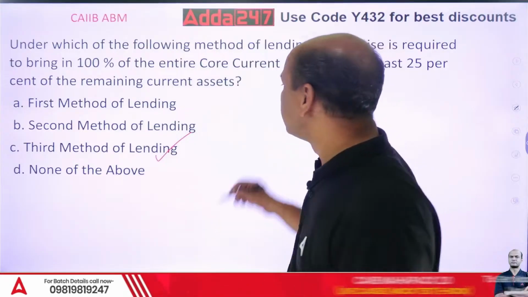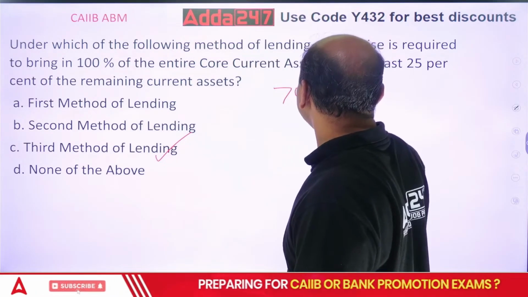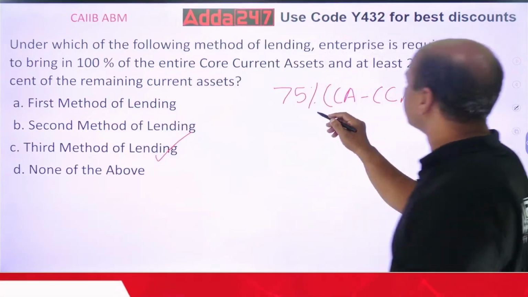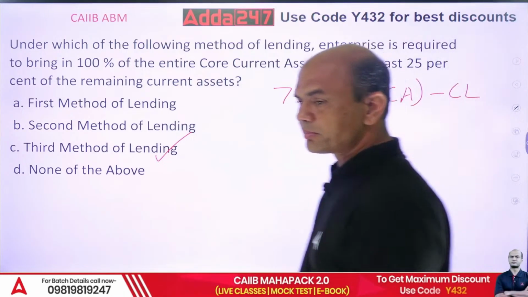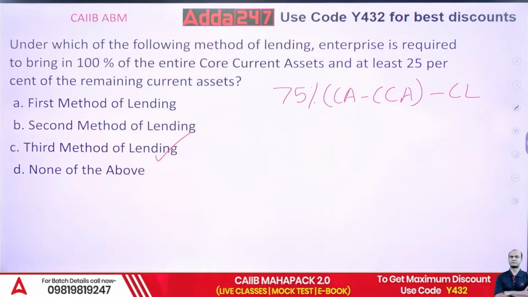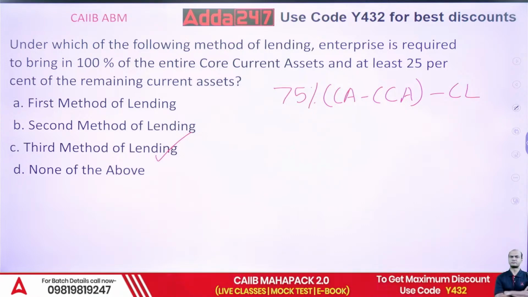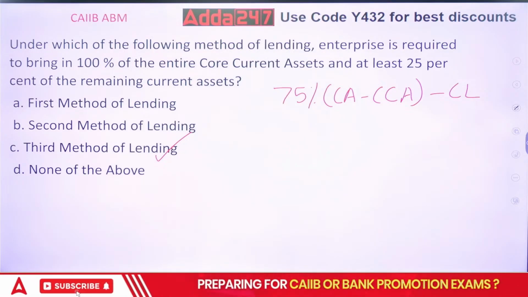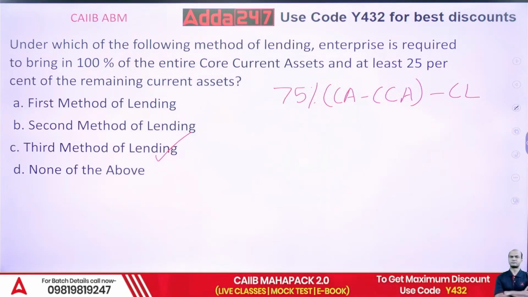This third method is related to number one. Remember the formula? 75% into current asset minus core current asset, minus current liabilities. Look at this formula properly. It is a very important formula. Now what is the core current asset? Anyone? Just type in the comment section. What is the core current asset?